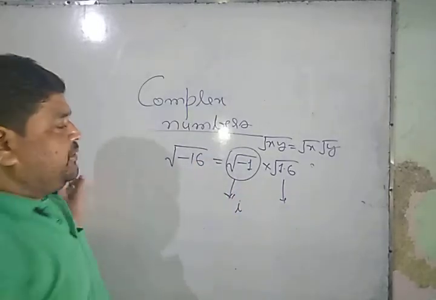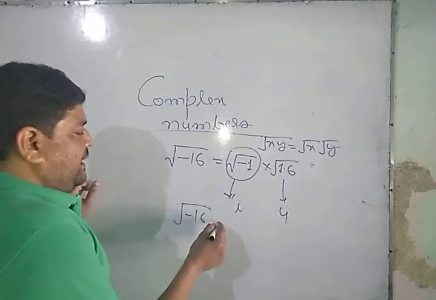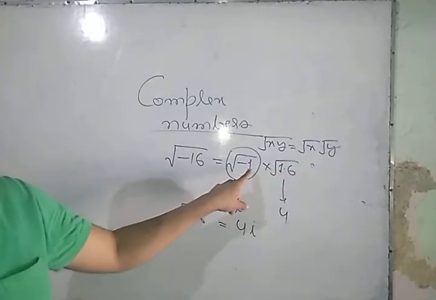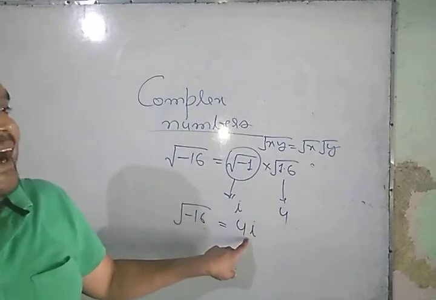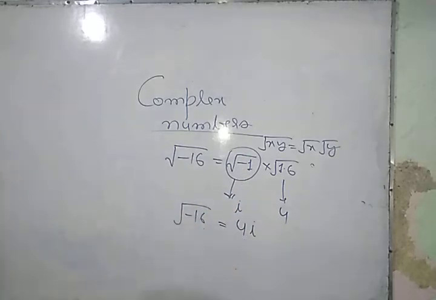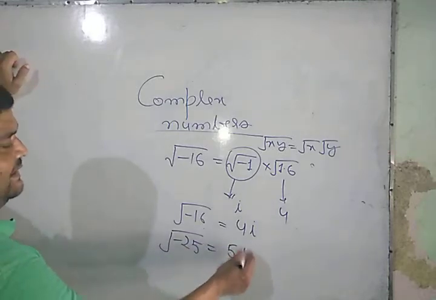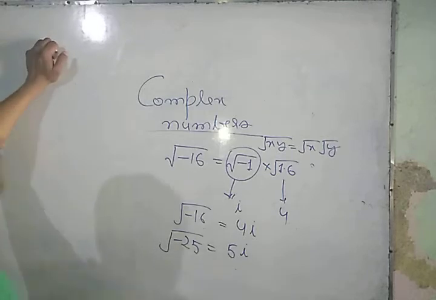Now the value of root 16 is 4. So root minus 16 can be represented as 4i. Root 16 is 4 and root minus 1 is i. So root minus 16 will be represented as 4i. Similarly, root minus 25 can be represented as 5i. Root 25 is 5, root minus 1 is i. So root minus 25 is represented as 5i.